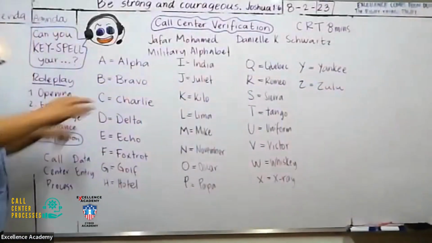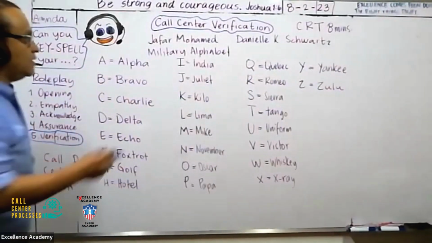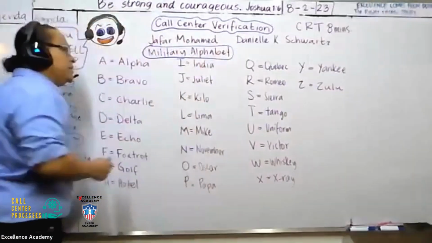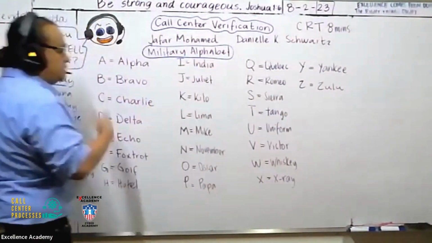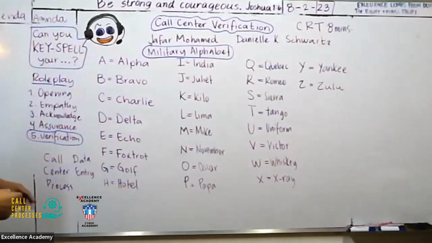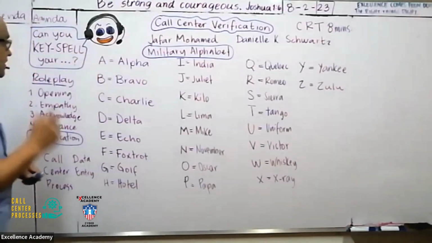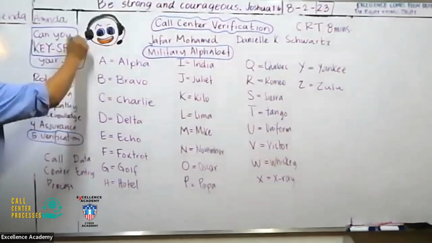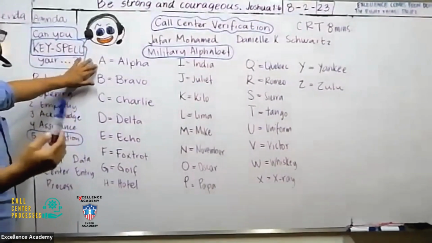This is the standard that we're going to use. Okay. And there are other variants. We'll also talk about that. So the call center verification alphabet, or the military alphabet, is a standard that's used to capture customers' names and addresses, to facilitate communication between you and the customer. This is part of the data entry process in a call center, in which every letter will be represented by a specific key word. The question here is, can you key spell your name? Can you key spell your address for me, please?